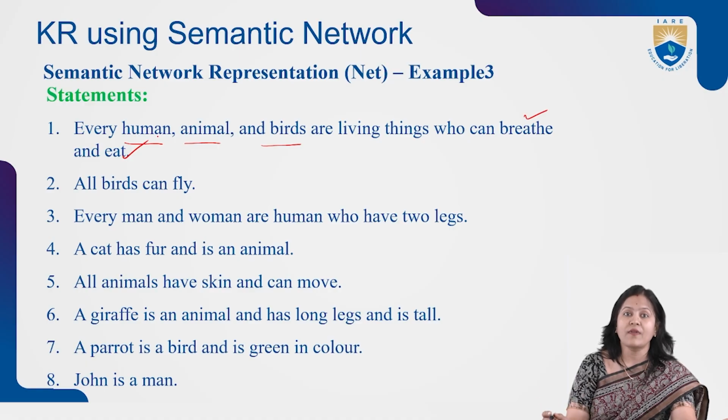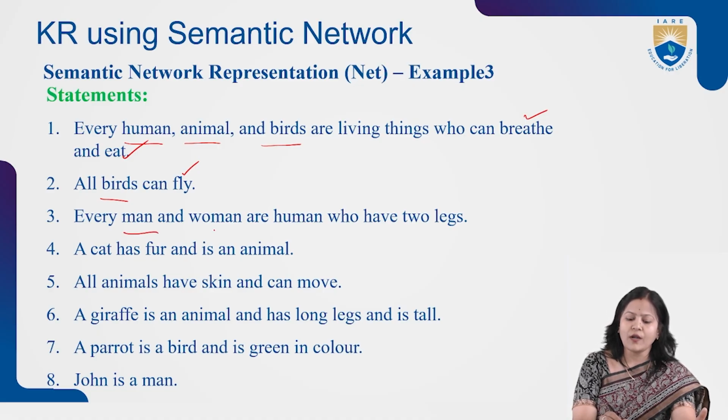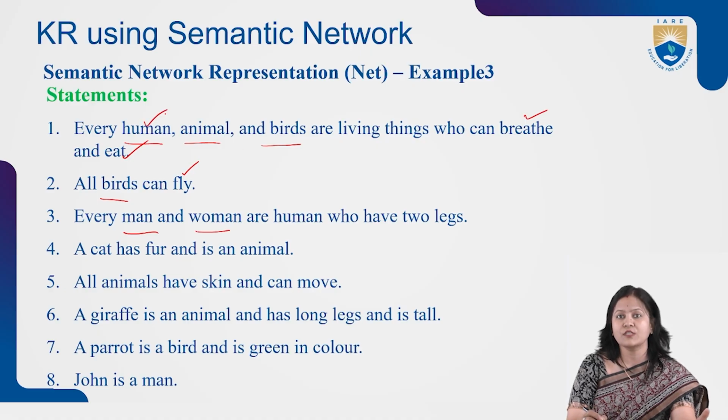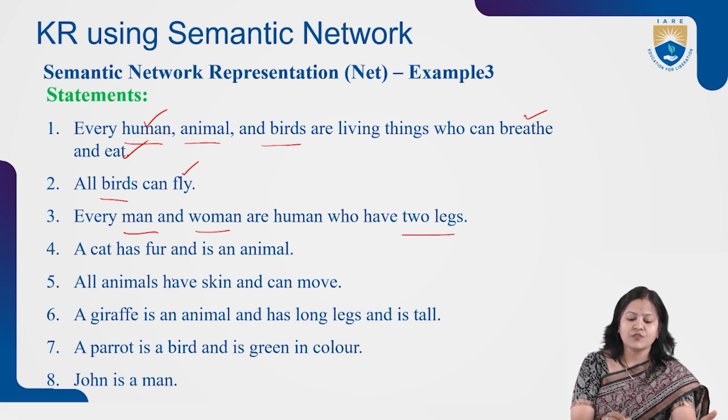All birds can fly. So bird is one class and fly is one of the properties of the bird class. Every man and woman are human. That means man and woman are two classes; human, you already create in the first statement itself, who have two legs. Two legs is the property. Now a cat has four, and is an animal. Cat is a class, four is the property, and animal is a class.